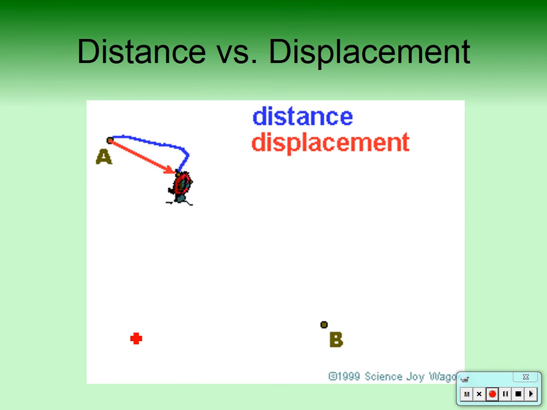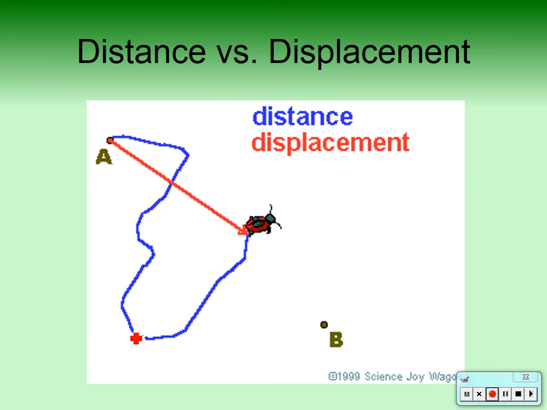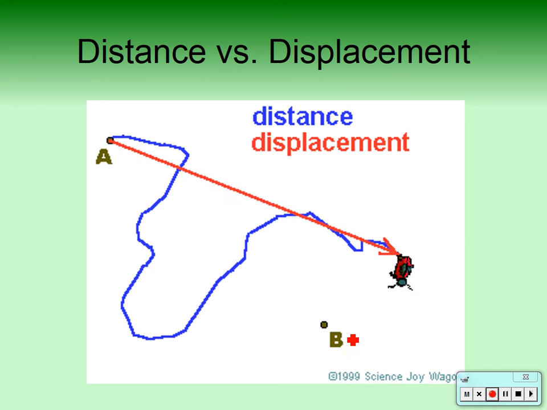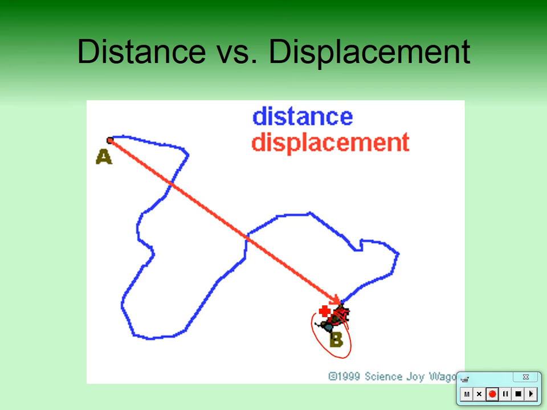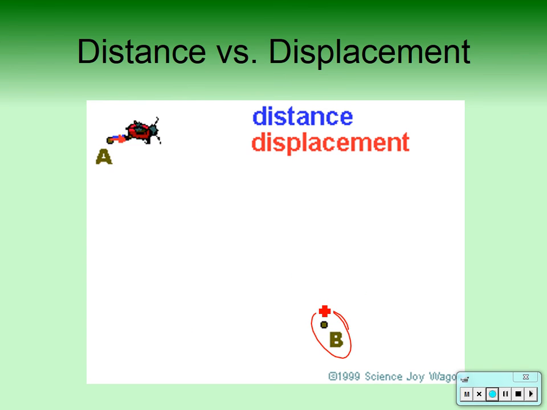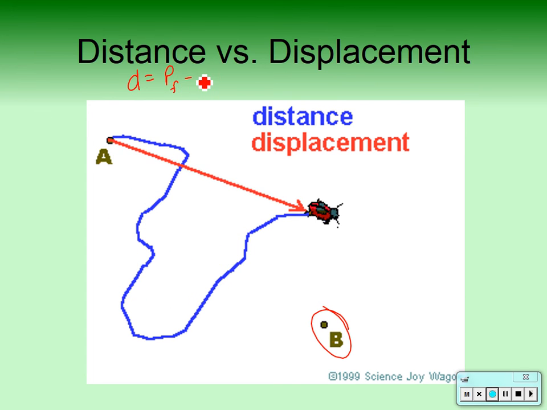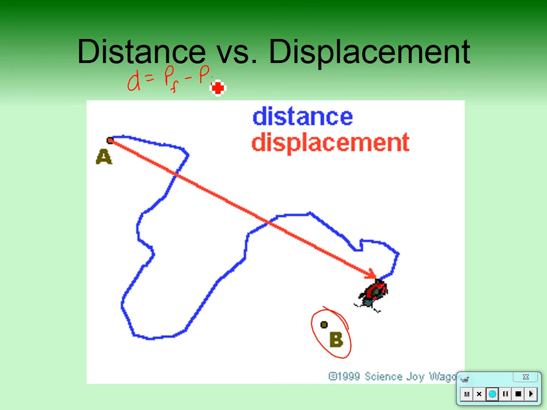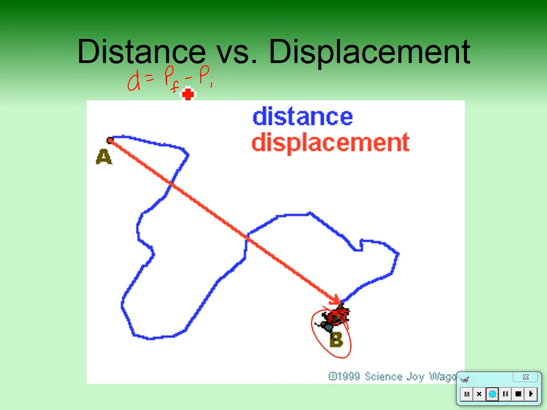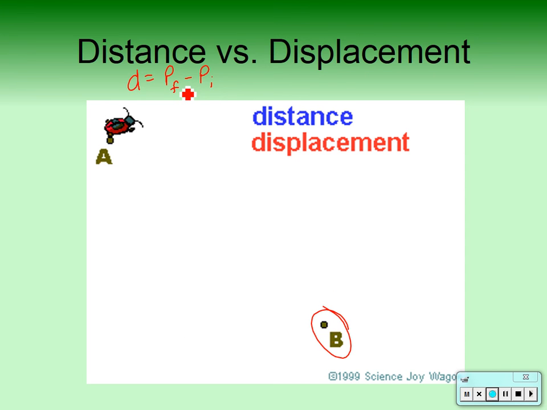Got it, guys? Yep. Sure. Displacement, now, look how displacement is different. When he finally gets to his final spot, point B, his displacement is a straight line. Remember, displacement is equal to position final minus position initial. So we take his final position, subtract off the initial position, and we'll have this straight line between them.